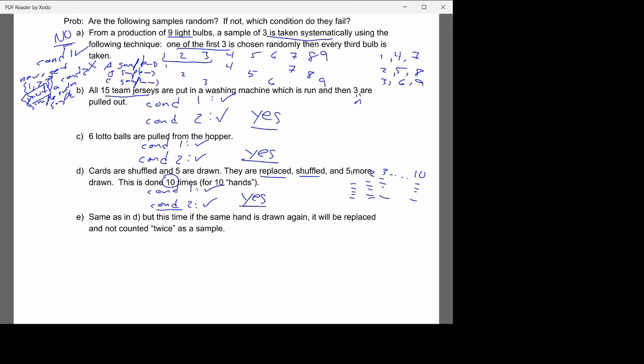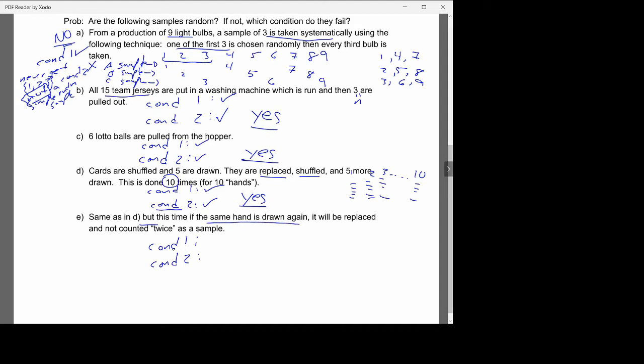Of course, if you got a royal flush of spades 10 times in a row, you'd be much more likely to get hit by lightning or a meteorite or something. But that one works. Now let's twist that one a little bit here for part E. This time it's the same, except now if you draw the same hand a second time, we're going to not count it. We won't write it down. We'll just draw again.